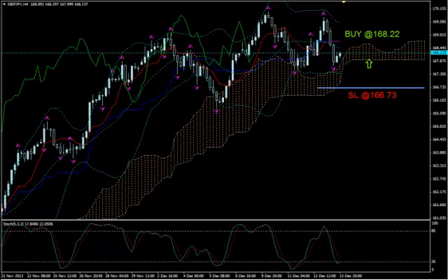Let's go to the bigger picture of the pair, but before we do that, let's see which tools we are using. I'm using Ichimoku Kumo here. You see the Kumo here. I'm using Bollinger bands, fractals and stochastics. Biases are bullish. Everything looks bullish. Let's go and confirm it on the higher time frames.